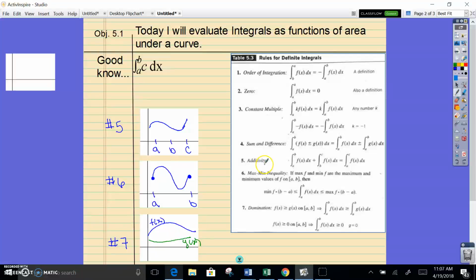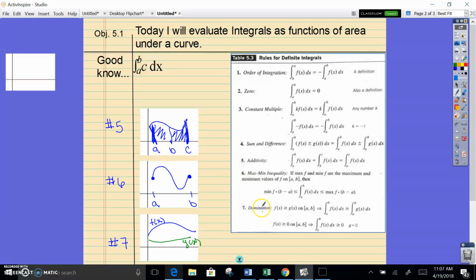And the additivity might need a little more explanation. The integral from a to b of your function plus the integral from b to c of the function is the same as the integral from a to c. So basically, if you take the integral from a to b, this area right here, and then you take the integral from b to c, this area right here, it's equivalent to taking the integral from a all the way to c. That one's a kind of common sense rule.